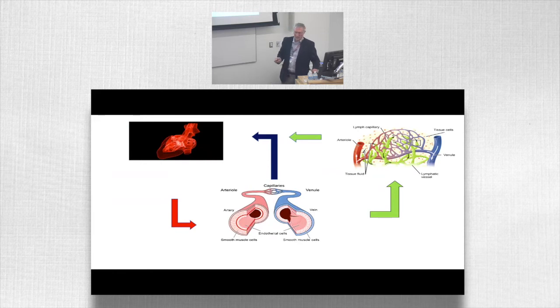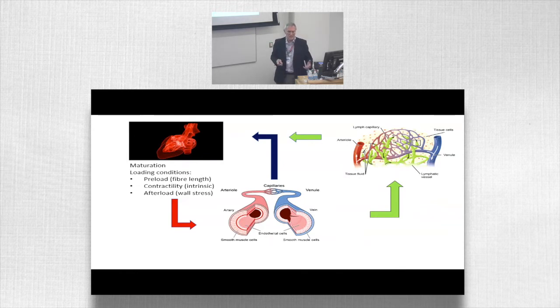Let's get back to our previous picture here. So we know that there are various loading conditions on the myocardium from preload, contractile, afterload. And I haven't talked about the maturational differences in the myocardium. We actually don't know a lot about the maturational differences in the endothelium of a newborn.